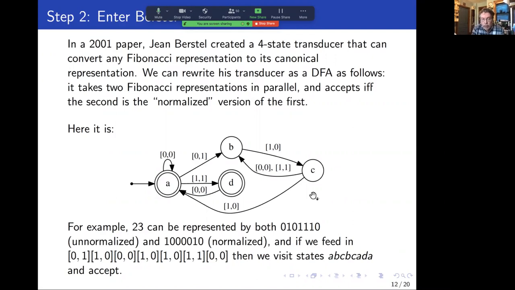So for example, 23 can be represented both by this in Fibonacci representation and by this. This is the normalized version. And if we feed in this string of pairs of digits, so 0, 1, then 1, 0, then 0, 0, then 1, 0, then 1, 0 again, then 1, 1, and then 0, 0, we see that we get to an accepting state. And so indeed, the normalized version of this representation is this one.